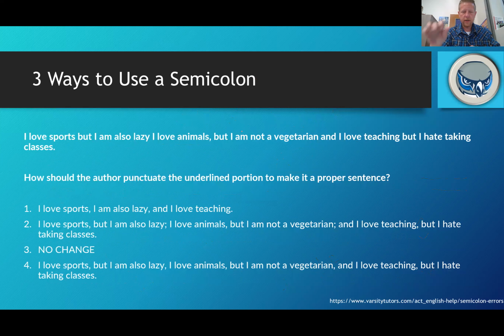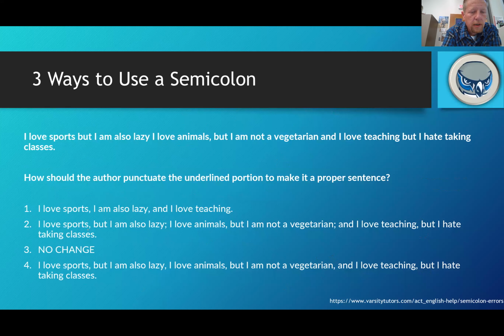All right, hope that all made sense. Now let's look at some examples. I love sports, but I am also lazy. I love animals, but I am not vegetarian. And I love teaching, but I hate taking classes. Whew, that's a lot. Take a look at these choices. Hit pause until you think you have an answer and hit unpause and I'll tell you what the answer is. The answer is number two.